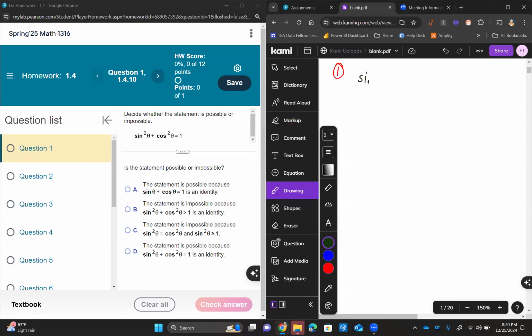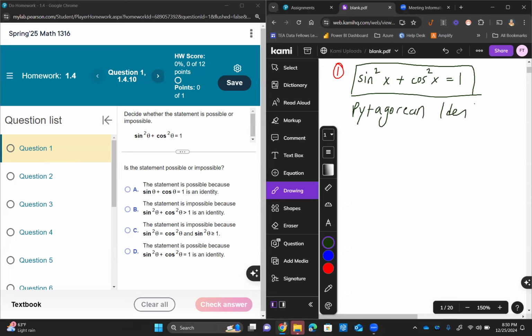Actually, sine squared of any angle plus cosine squared of the same angle equals 1. This is a very important identity in our trigonometry class. This is called the Pythagorean identity. This is the main identity. There are two more versions of this identity, but this is the main one.